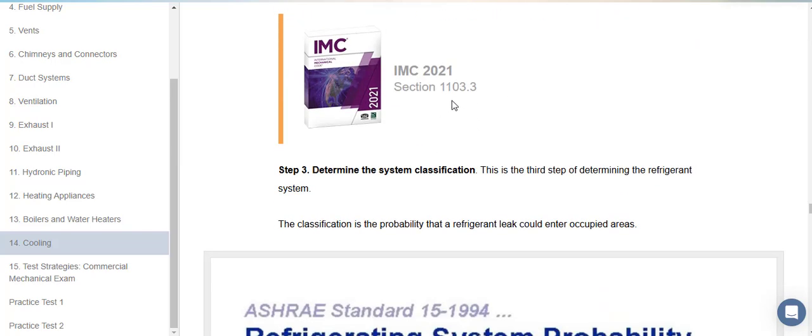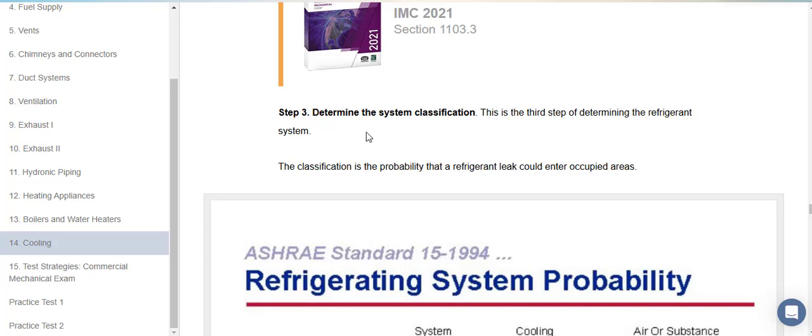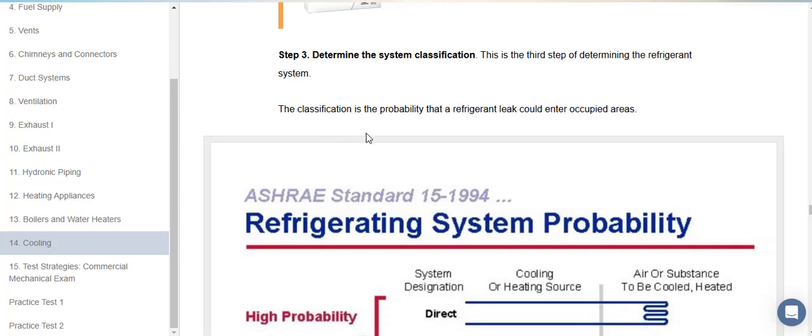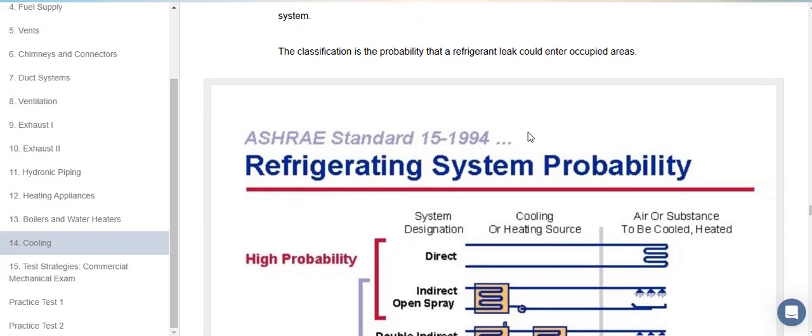System classification, International Mechanical Code 2021, Section 1103.3. Step number 3 determines the system classification. This is the third step of determining the refrigerant system. The classification is the probability that a refrigerant leak could enter occupied areas.